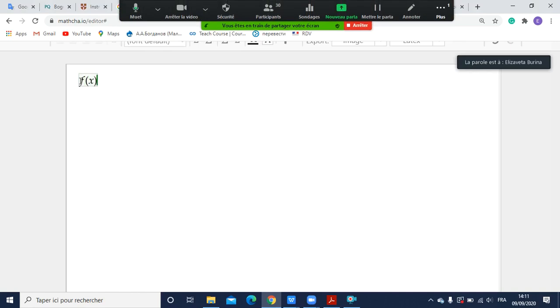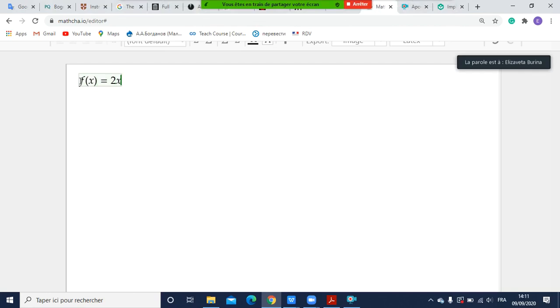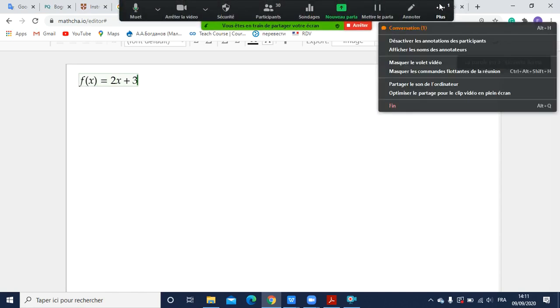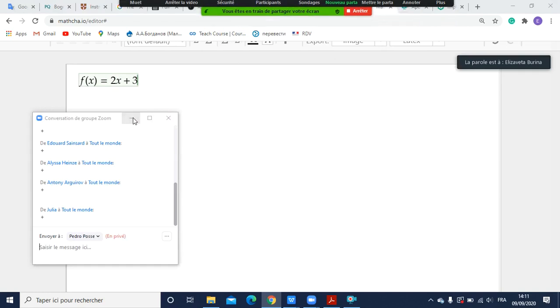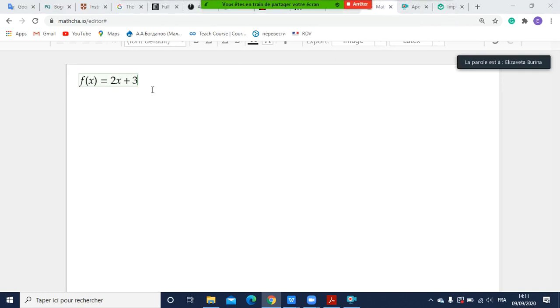So, inverse functions. Let's take a simple example: f of x equals 2x plus 3. This is a nice function. I know that most of you really know how to take the inverse of it, but let's dig a bit deeper.